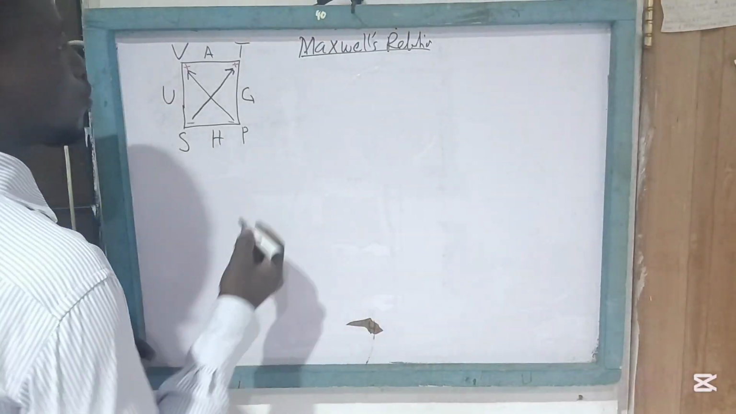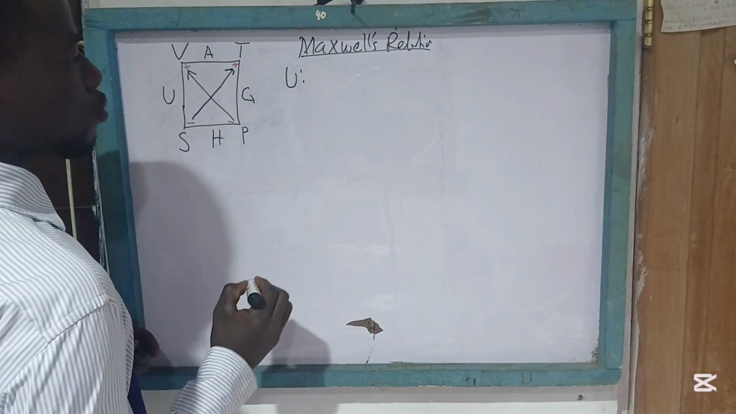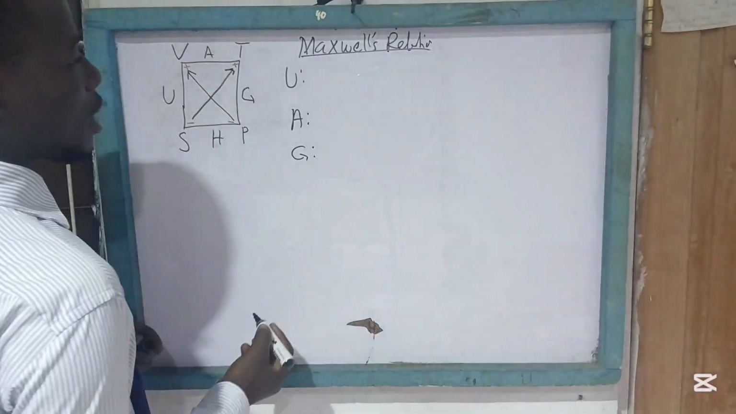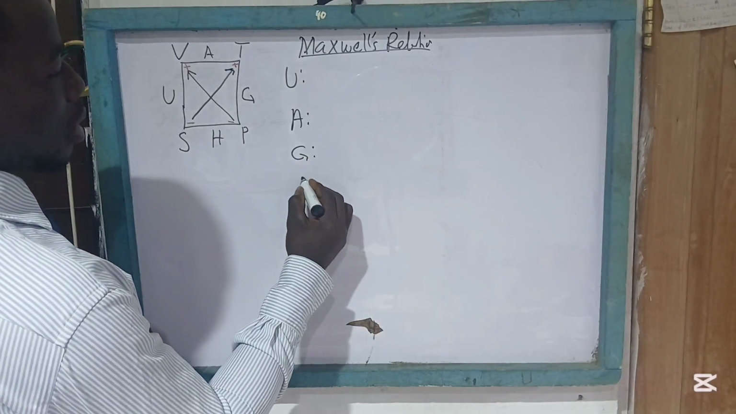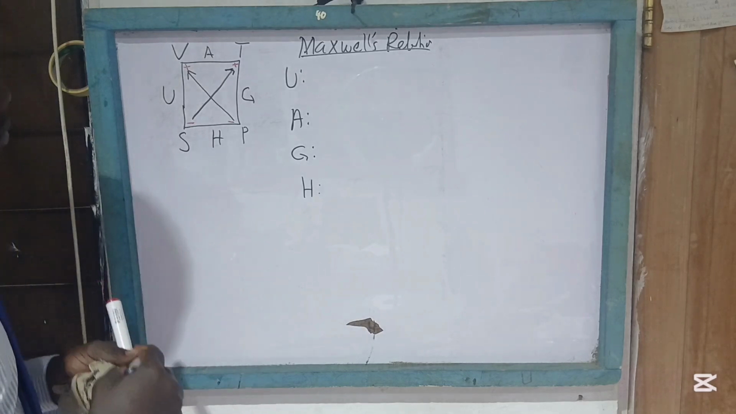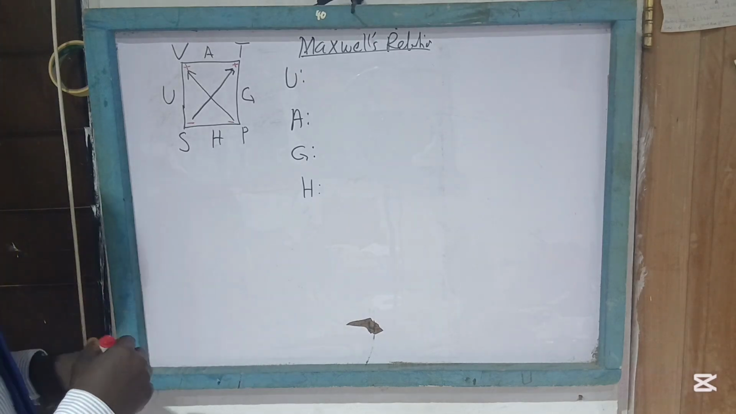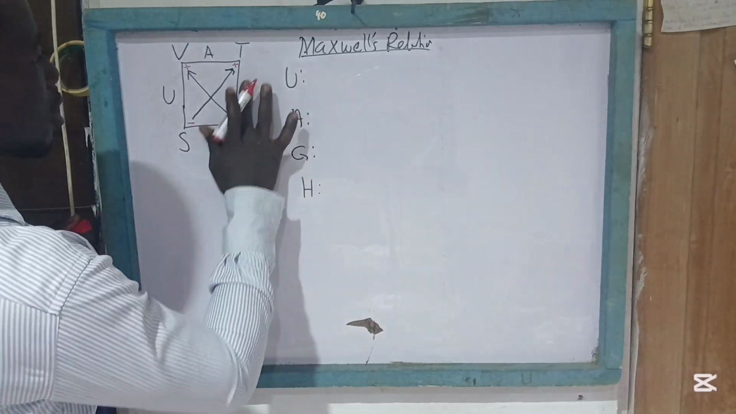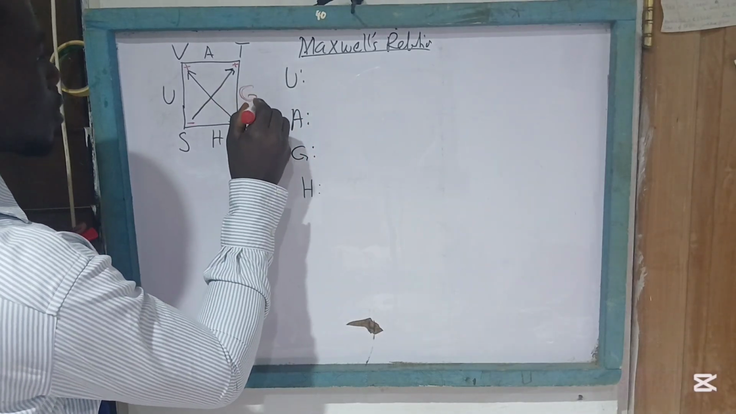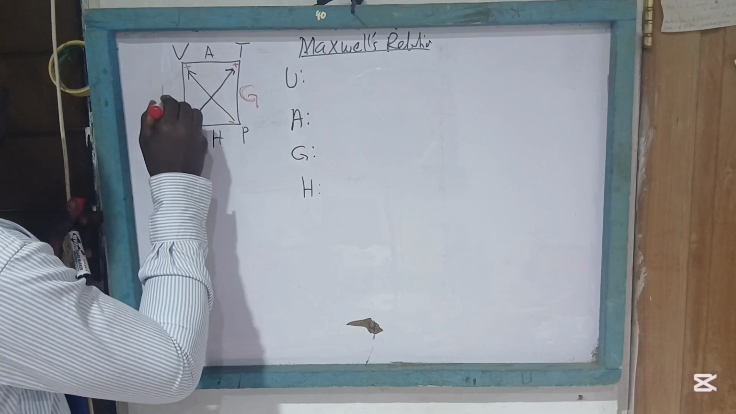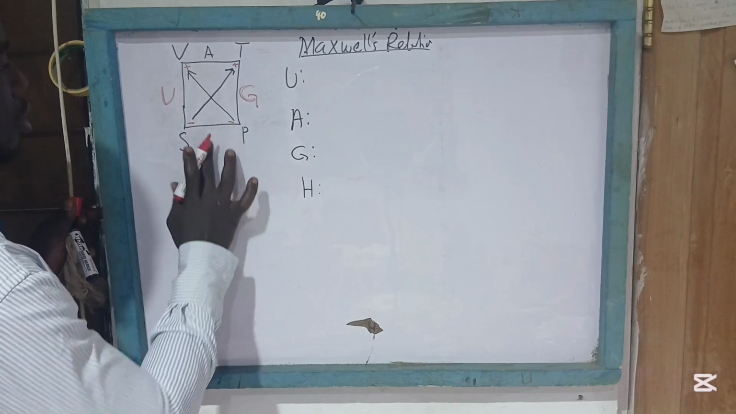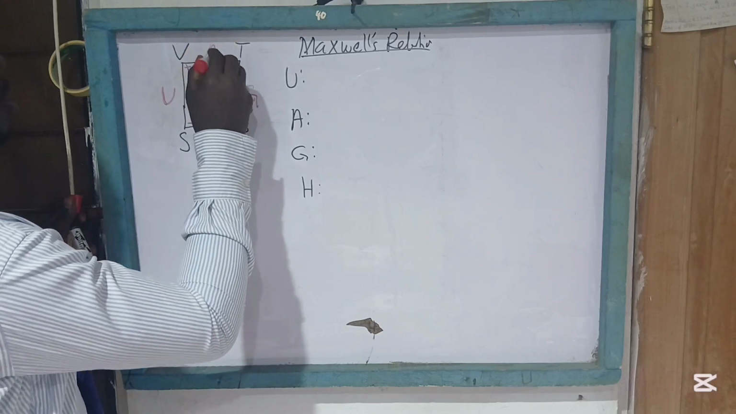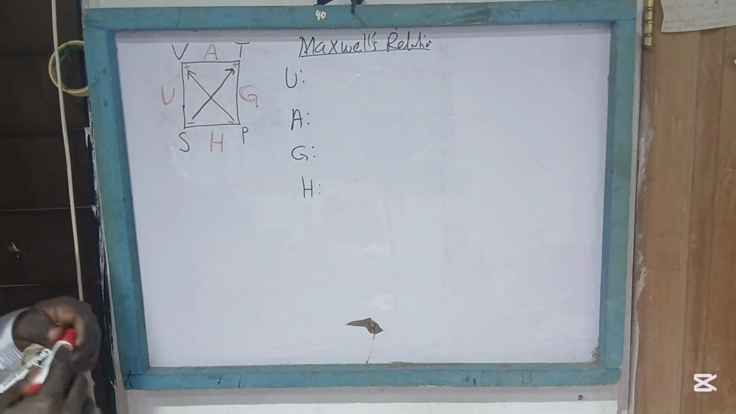Maxwell's relation for thermodynamics. So we are going to look for our U, our Helmholtz, our Gibbs free energy, and then our enthalpy. Let me put these ones in red. Red, UG, H in red, E in red. Hope you can see.